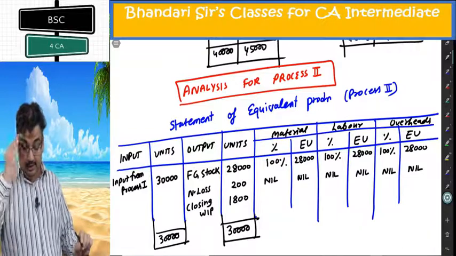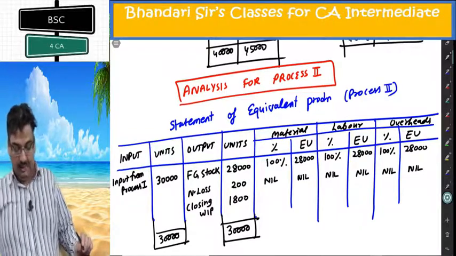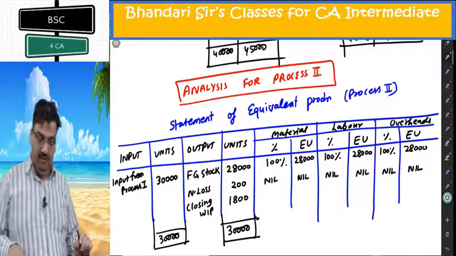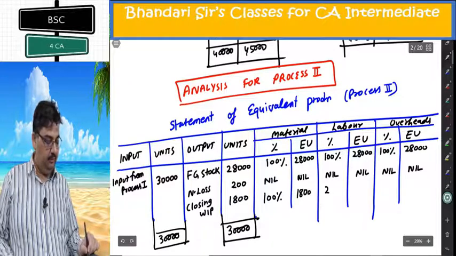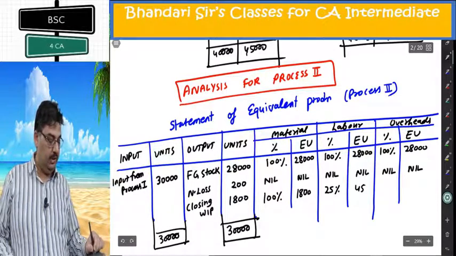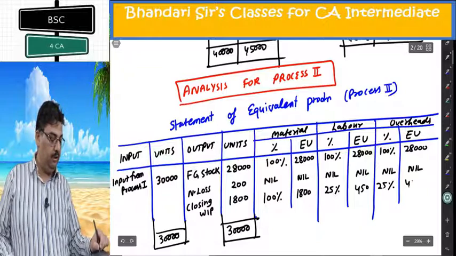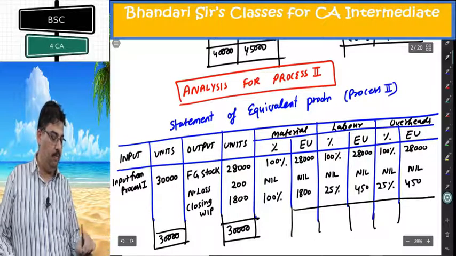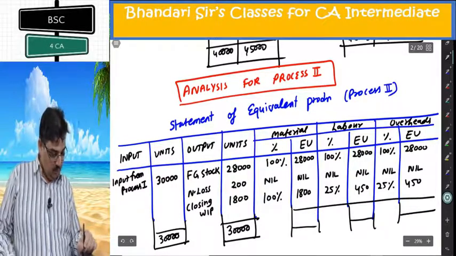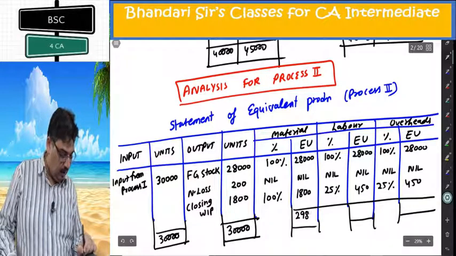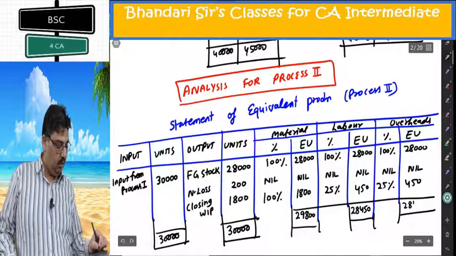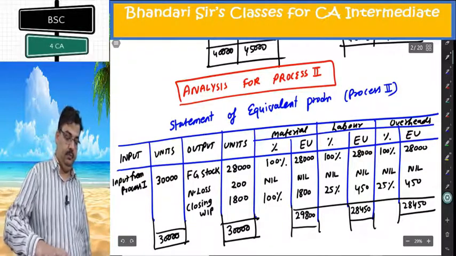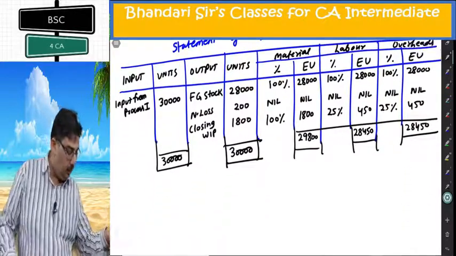Closing WIP. Let us check if any degree of completion is given. Yes, it is given: 100% for material, 25% for wages and overheads. 100% is 1,800, 25% is 450, 25% is 450. If it was not given, I would have taken 150-50, but it is given. I have to compulsorily take this figure. This becomes 29,800, 28,450, 28,450. This is the statement of equivalent production.